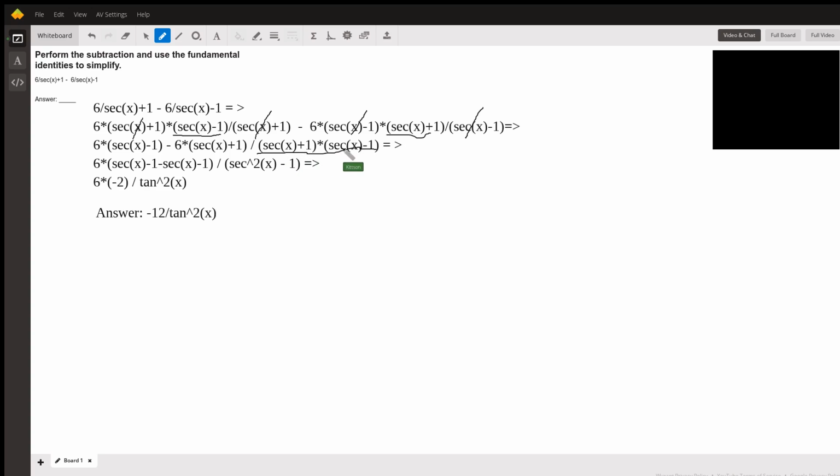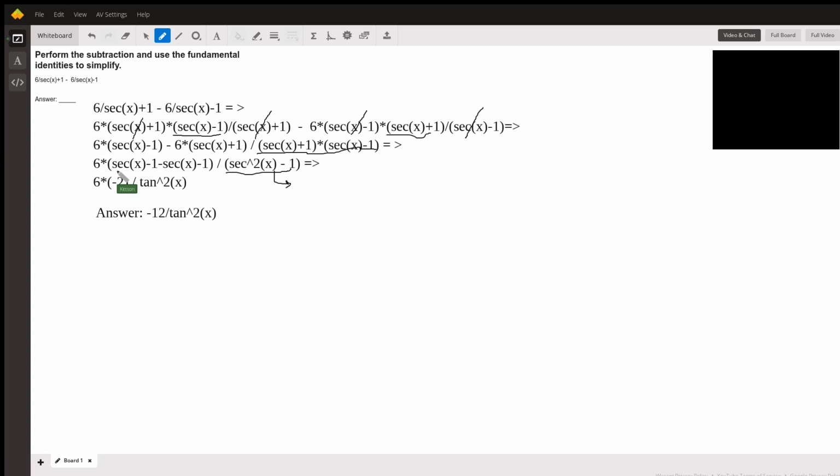This makes a difference of squares. So secant x times secant x is secant x squared, and then it's minus secant x plus secant x, so those two cancel out, minus 1. So this is what's left on the bottom. And this is also equal to tangent squared x, because secant squared x minus 1 is equal to tangent squared x in the trig properties.